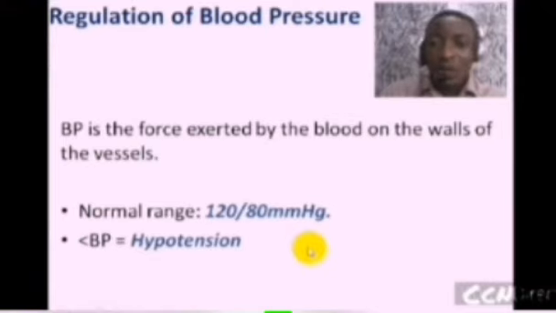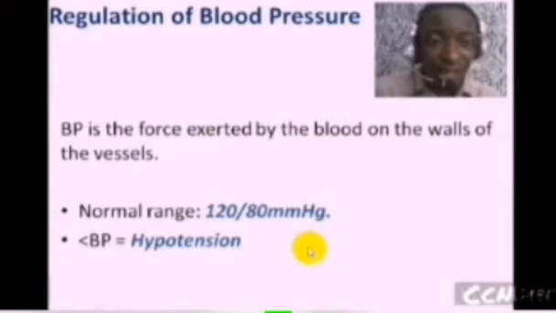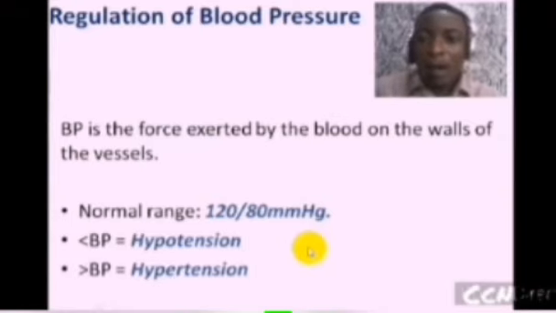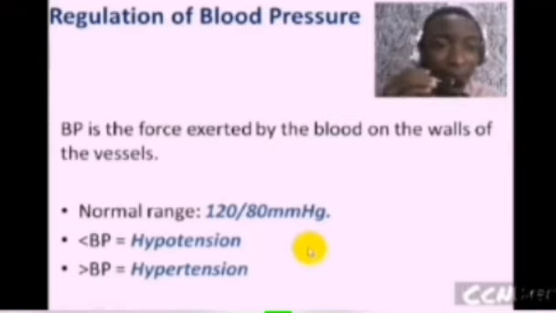Now, when blood pressure falls below the normal range, a condition known as hypotension occurs. Hypotension is a very deadly disease. It is even more serious than hypertension. Okay? But when blood pressure increases rather above normal, a condition known as hypertension occurs. Okay?